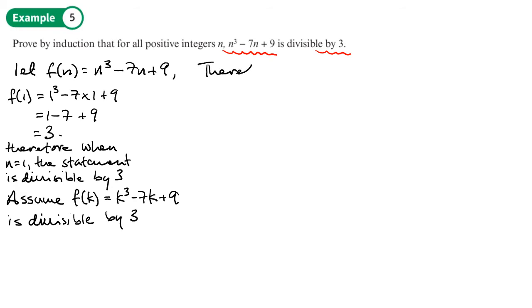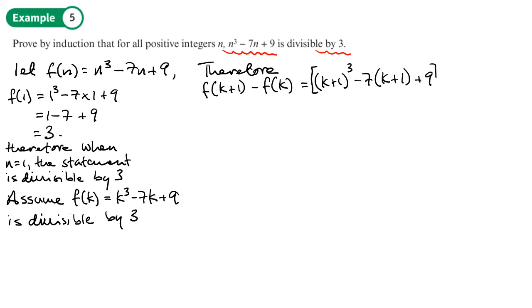Therefore, we can say f of k plus 1 minus f of k equals, so that's going to be k plus 1 cubed minus 7 times k plus 1 plus 9, minus, so we just put k in, k cubed minus 7k plus 9. So now we multiply out the brackets.